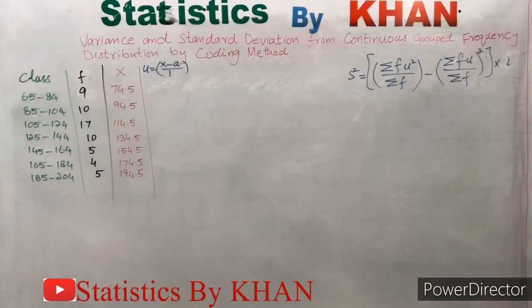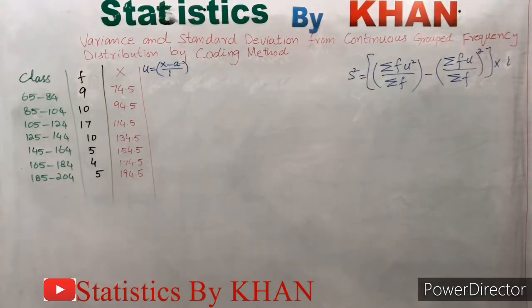But do remember, whenever there is uniform class interval, then in that situation we can use this method. If the class interval is not uniform, then we cannot use coding method. Now if we look at the intervals across the classes, they are uniform. It means all the class intervals are identical or equal. That is, there is an interval of 20 in each class. So that is why the class intervals are uniform.